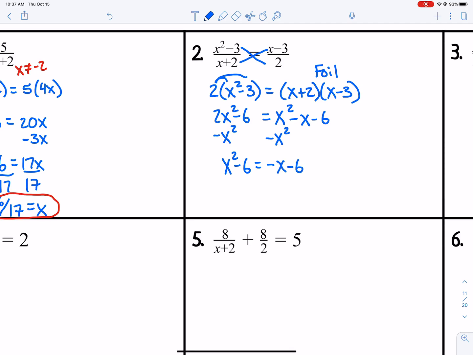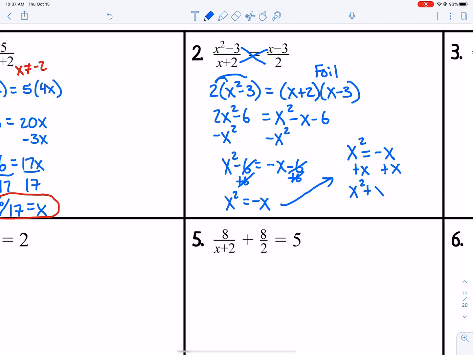And so what this gives us is a quadratic equation, because we have something squared. So I see I have minus 6 on each side. If I add 6, those cancel out. And so then I end up with x squared equals negative x. So what I want to do is move everything to one side. Let me move over here where I got a little more room to write. So x squared currently is equal to negative x. Let's add x. So I get x squared plus x equals 0. And then I'm going to solve by factoring. So I'm going to factor out x.